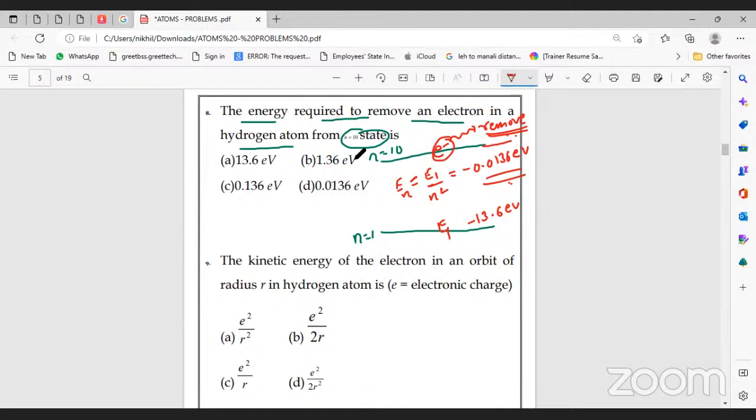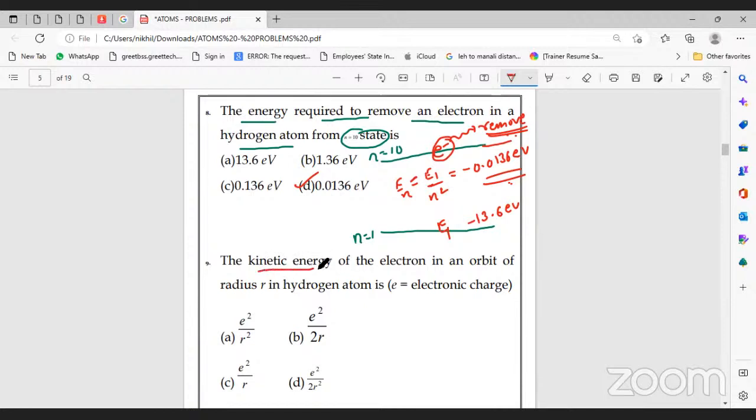Got it? So to remove the electron from the 10th state, what is the energy we required? 0.0136 electron volt. Yeah. Coming to this problem.